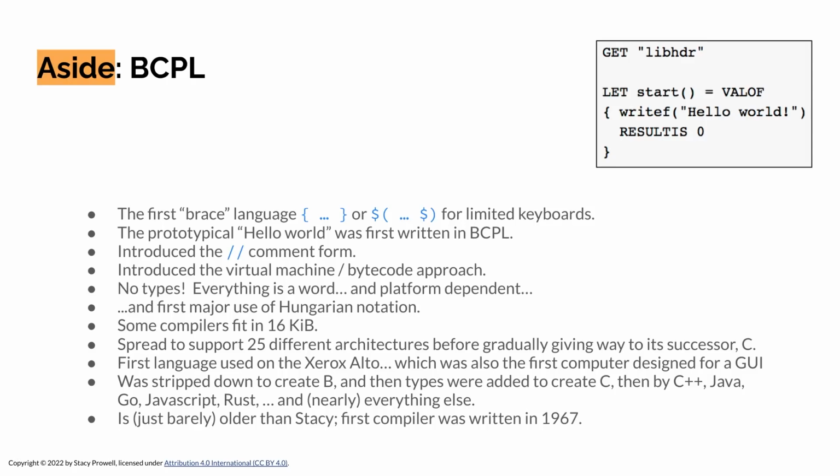It was sort of perfect. It introduced the virtual machine bytecode approach. It didn't have types. Everything was a word. And it was platform dependent. So if your word was 36 bits, that is what you got. It made major use of Hungarian notation.